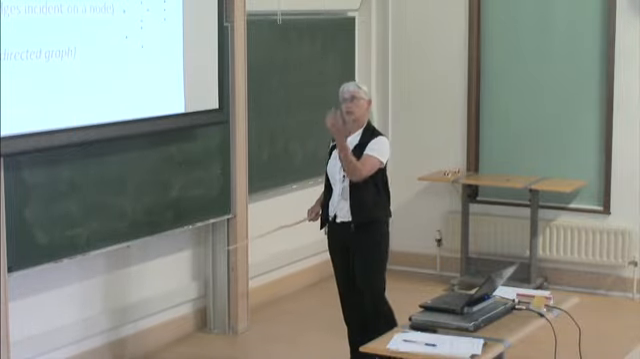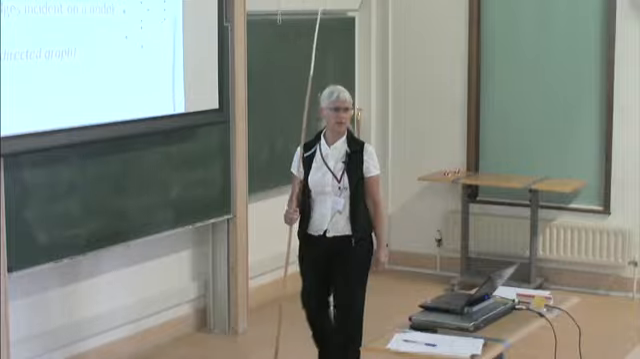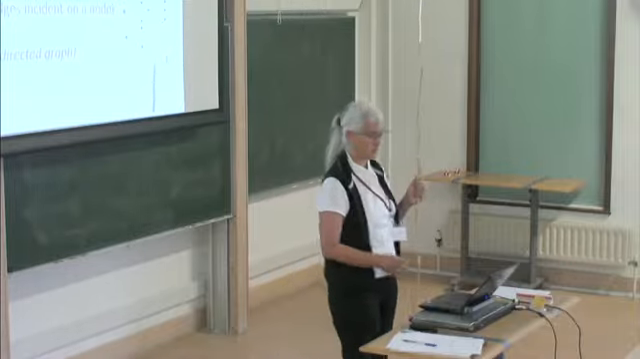So it turns out if you take a look at the dependence graph for a Markov model, the sufficient statistics are the ties, so that's a clique, clearly. What are called k-stars, where k is the number of edges incident on a node. So this is a clique, and this is a clique. And finally, triangles. That's the last clique that you get in a Markov dependence graph. All of these are for an undirected graph. So that seems like a nice kind of simple model, right?